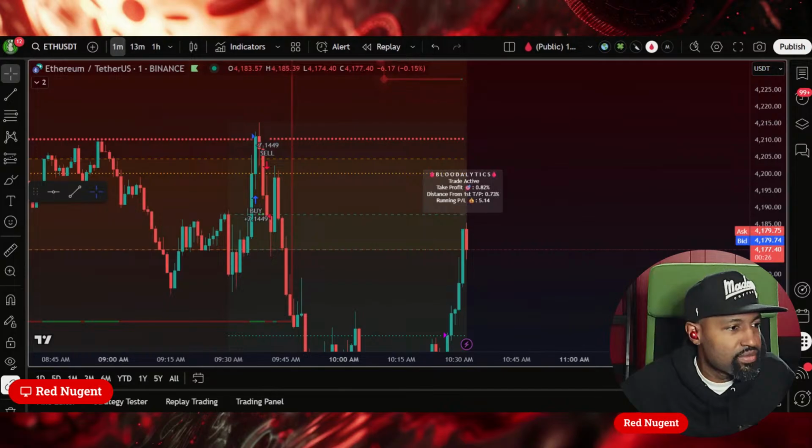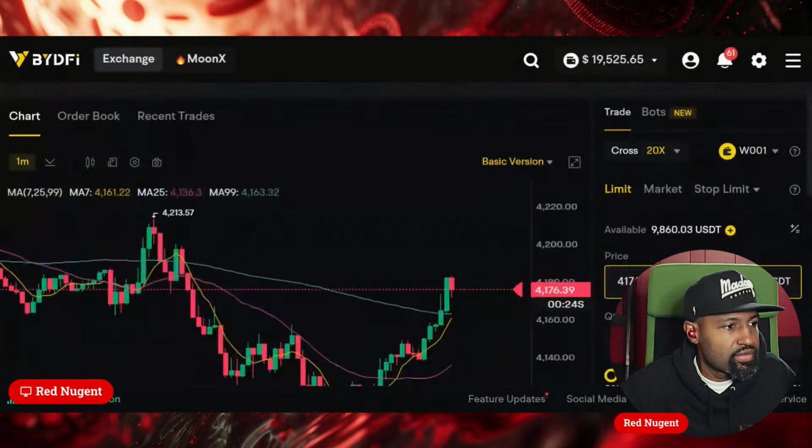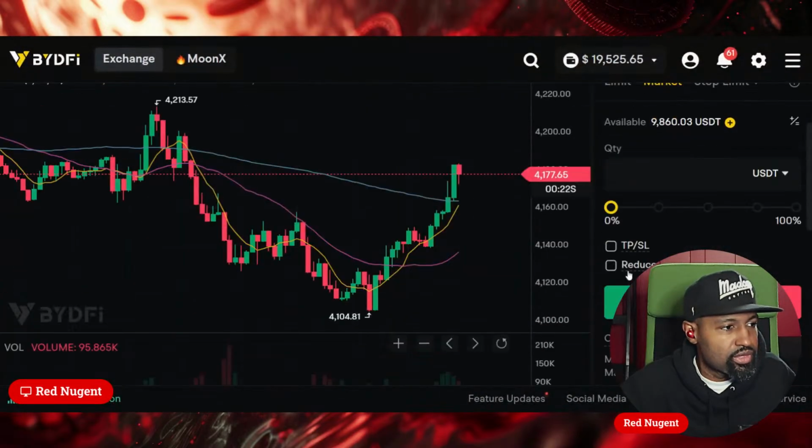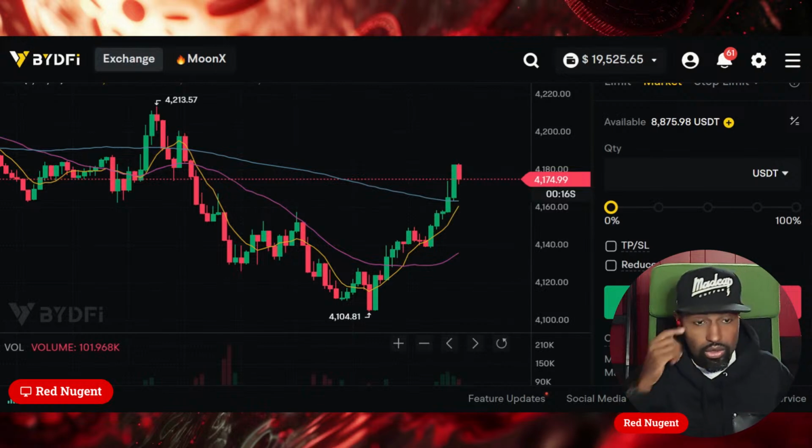Hallelujah. So we're going to do, remember, 5%, 10% max. We're going to do a 10% short on Ethereum.